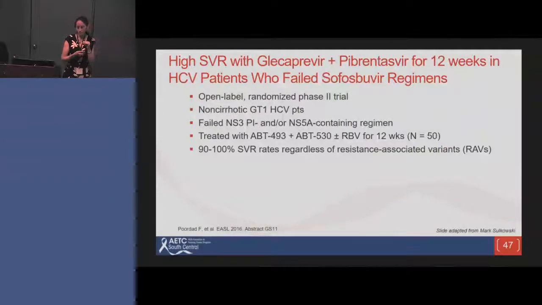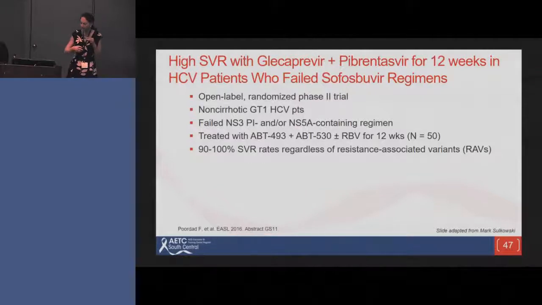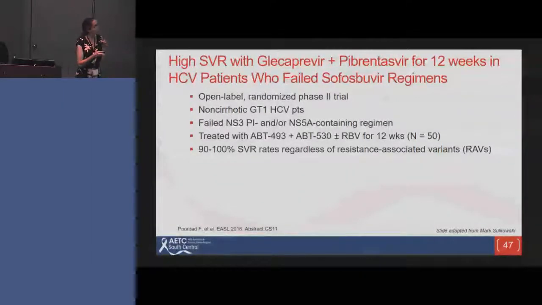And these are non-cirrhotic people. They failed some sofosbuvir regimen, either with a protease inhibitor like simeprevir or with something like ledipasvir. And they were treated with this combination for 12 weeks. And a 90 to 100% efficacy rate was achieved, even in people who had resistance-associated variants. That's what these mutations are that are associated with drug resistance. So very successful.